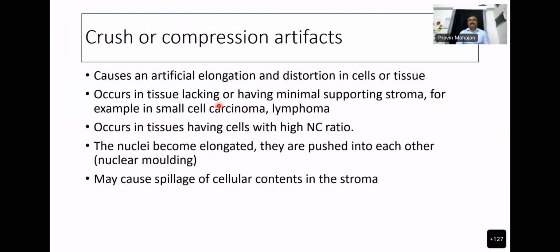So crush or compression artifacts usually cause artificial elongation or distortion of cells or tissue. These usually occur in a tissue which lacks or has minimal supporting stroma. For example, you usually see it in small cell carcinomas or lymphomas or high-grade hematolymphoid malignancies, or even in small round cell tumors. These are usually seen in tissue with cells which have a high N/C ratio, so that you can see the nuclei get elongated, they get pushed into each other. What we call nuclear molding can be seen because of that also. And because of that, there is a spillage of cellular contents in the stroma, so that the tissue looks quite blue, but cellular details are not well seen.